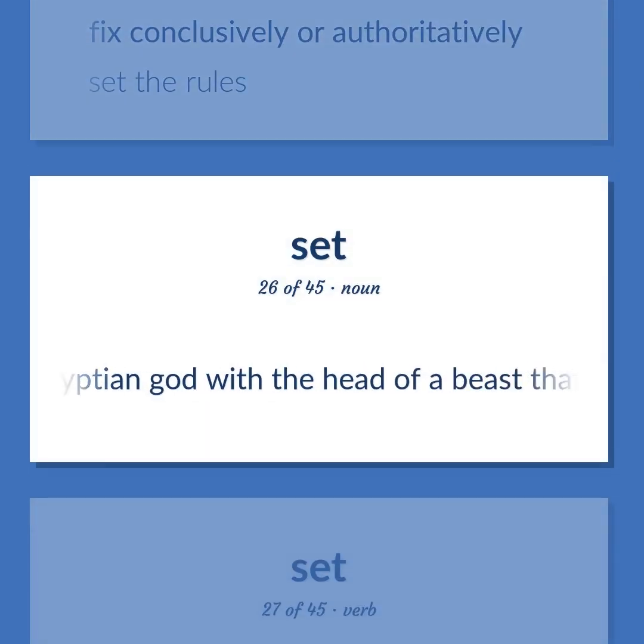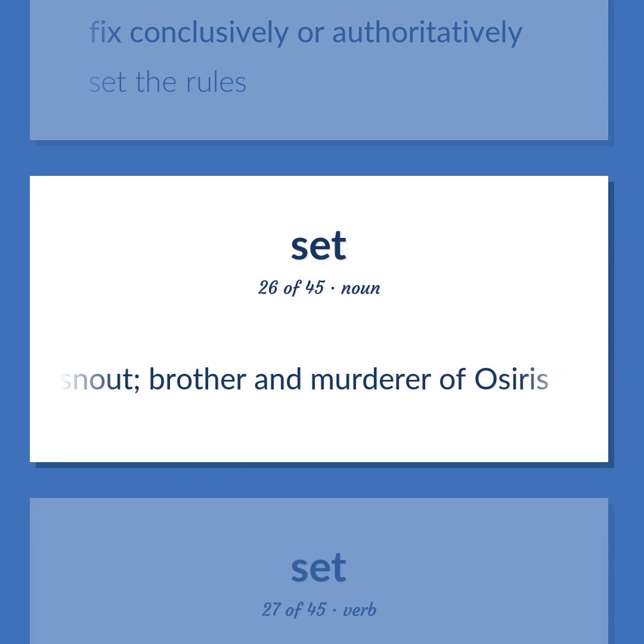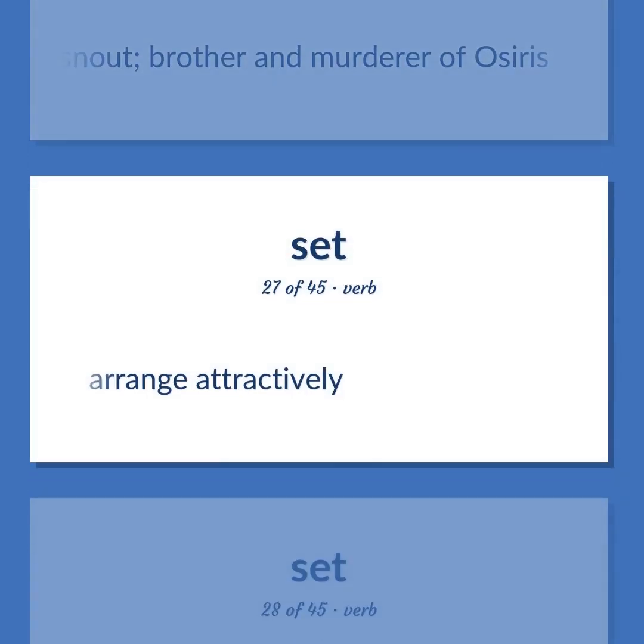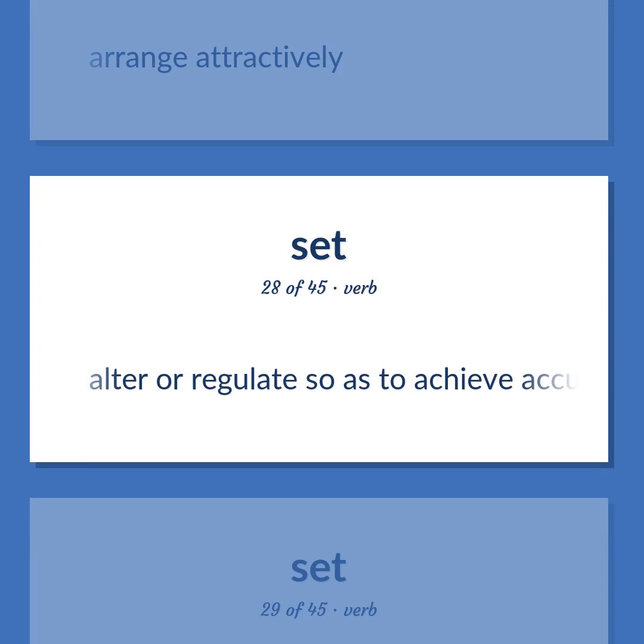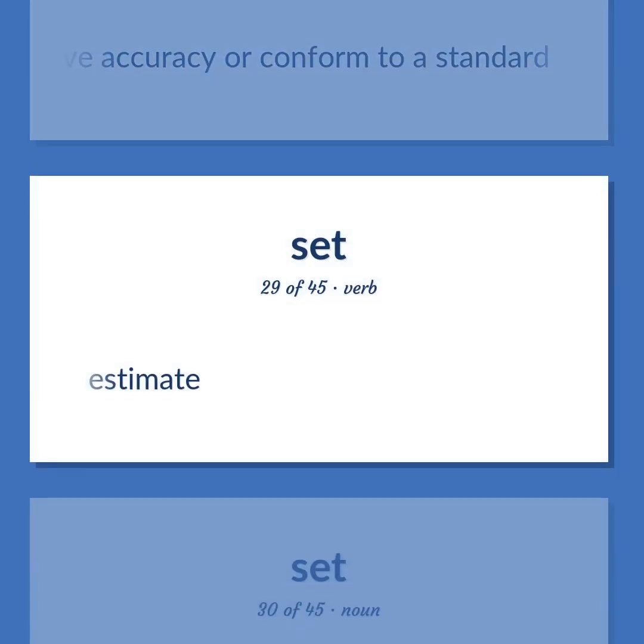Evil Egyptian god with the head of a beast that has high square ears and a long snout, brother and murderer of Osiris. Arrange attractively. Alter or regulate so as to achieve accuracy or conform to a standard. Estimate.